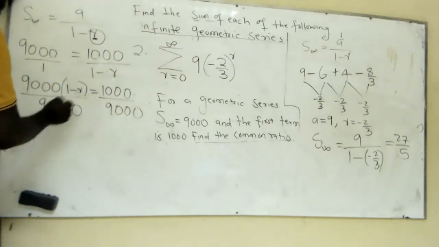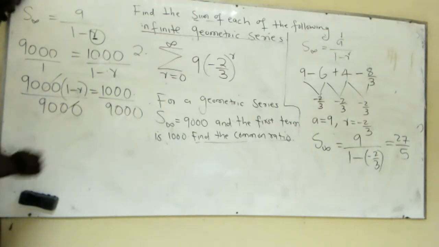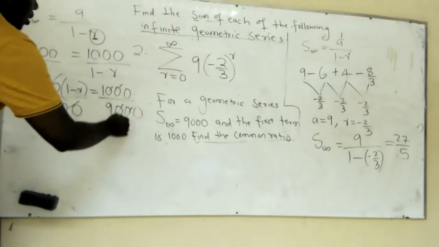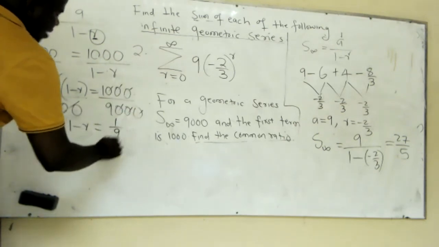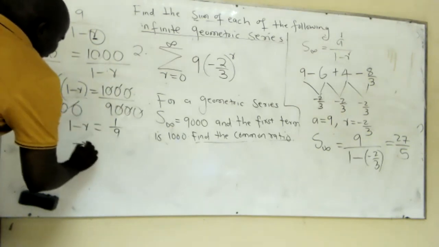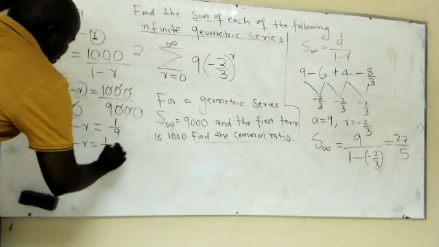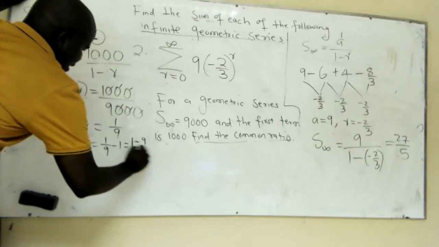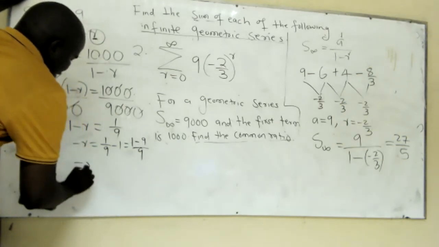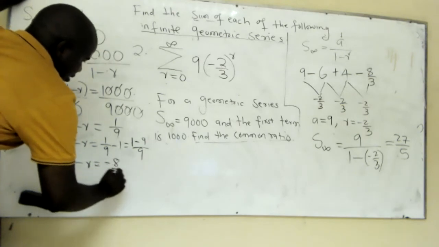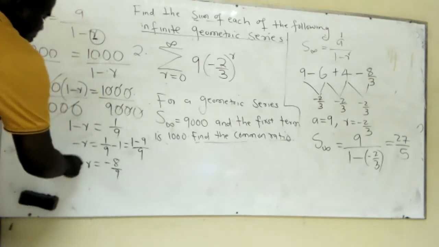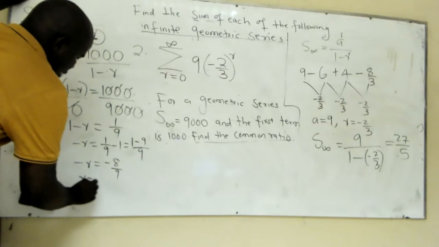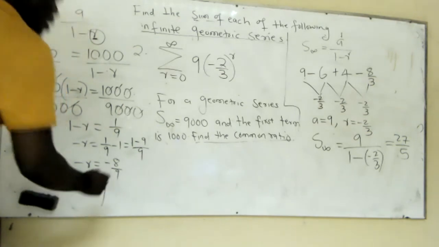Because if you divide both sides by 9,000, this term and that term are going to cancel each other. You're left with 1 minus r, which is equal to, and on this side, 0 cancels with 0, 0 with 0. Therefore, you are left with 1 over 9. You take 1 to that side, it's going to be negative r equal to 1 over 9 minus 1, which is exactly the same as 1 minus 9 divided by 9. So this is negative r equal to negative 8 divided by 9. Then the negative, you can multiply both sides or divide both sides, it is the same. You're going to get r equal to 8 divided by 9.